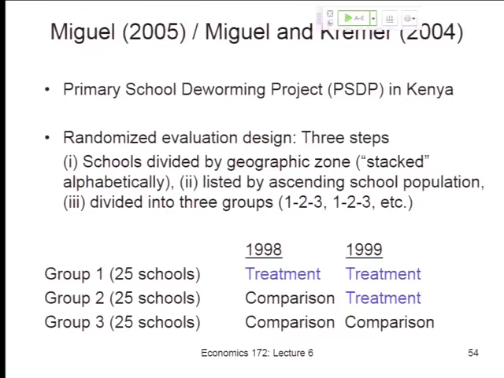Stacked alphabetically by geographic zones. They were divided into geographic zones, and the different zones had different names. And then they were ordered by basically school population within the zone. So there's something like 8 or 9 zones, and there's like 7 or 8 schools in each of those zones.